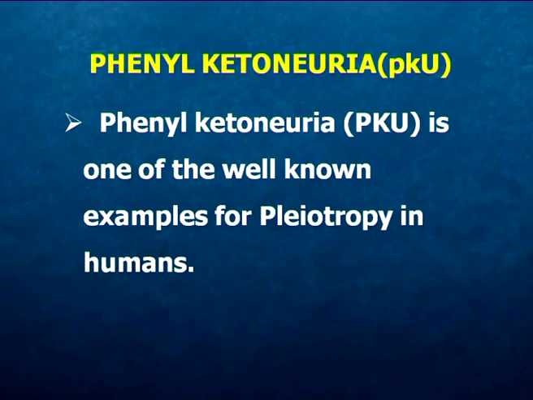Now, we take up this phenylketonuria, PKU. Now, it is an interesting phenomenon. If left untreated, it accounts for the death of children. Now, phenylketonuria, PKU, is one of the well-known examples for pleiotropy in humans.